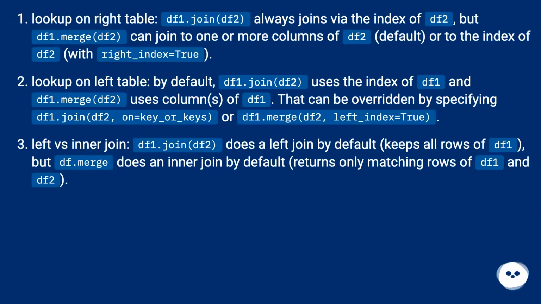Look up on right table. df1.join(df2) always joins via the index of df2, but df1.merge(df2) can join to one or more columns of df2 (default), or to the index of df2 with right_index=True.